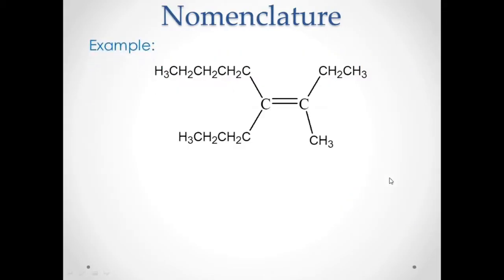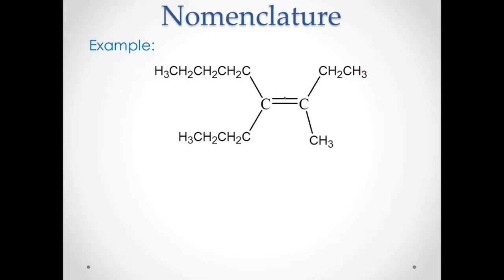So for example, how do we name this alkene? Rule number one, you should find the longest continuous carbon chain. So where is the longest continuous carbon chain? You have 1, 2, 3, 4, 5, 6, 7. You have 1, 2, 3, 4, 5, 6, 7, 8. Okay, you have 8. You have also 1, 2, 3, 4, 5, 6, 7, 8. So this is also 8.